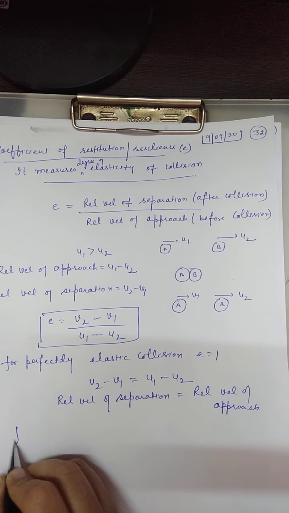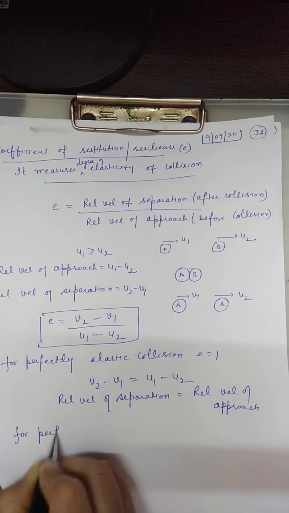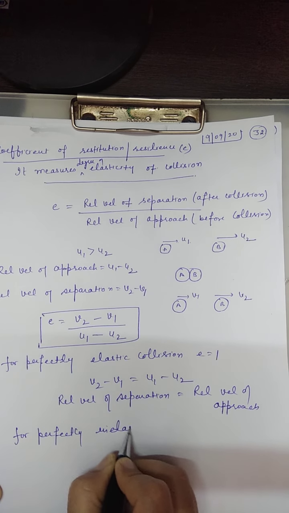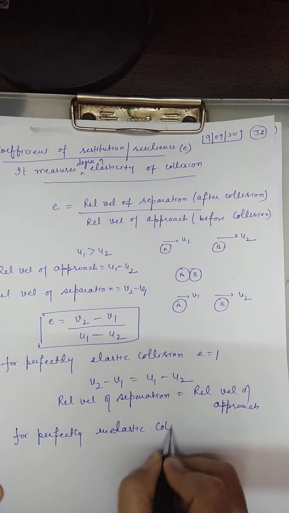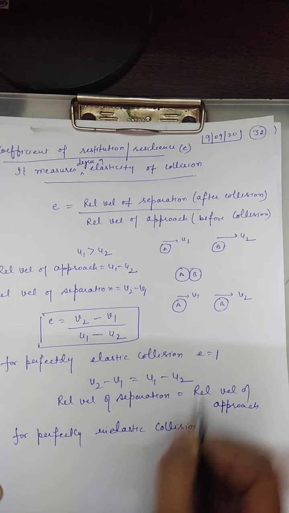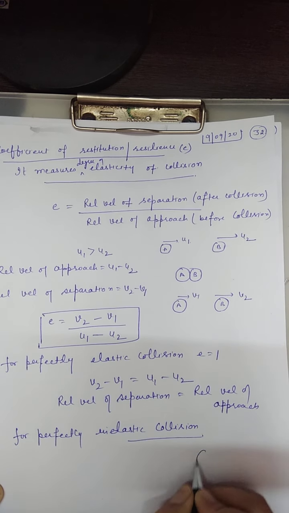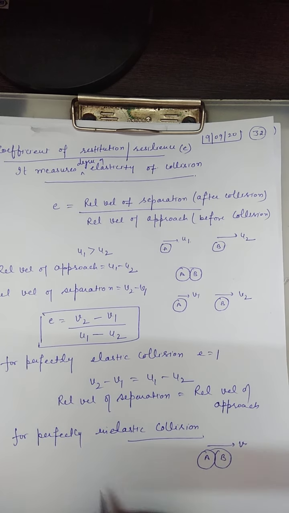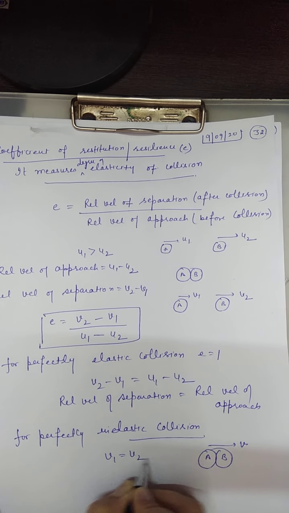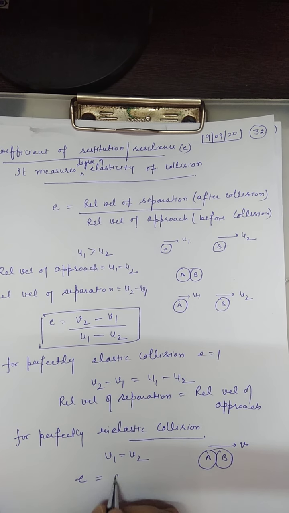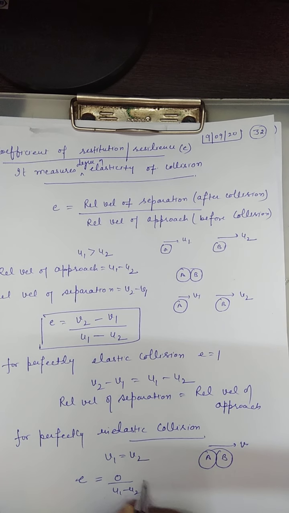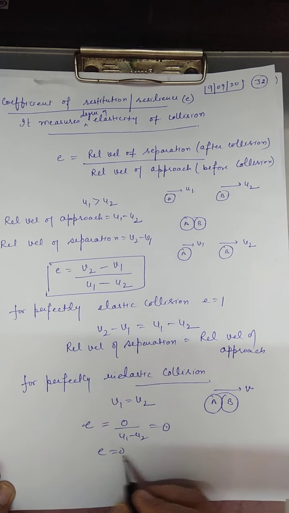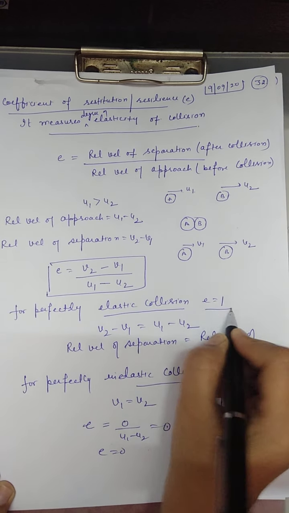And for perfectly inelastic collision, in which the bodies come to rest or they stick to each other, after collision they stick to each other and start moving with the common velocity. A and B start moving with the common velocity, so v1 is equal to v2. So E is equal to 0 divided by u1 minus u2, so E is equal to 0. Right? For perfectly inelastic collision, E is 0, and for perfectly elastic collision, E is 1.